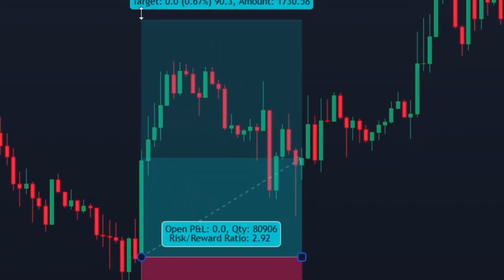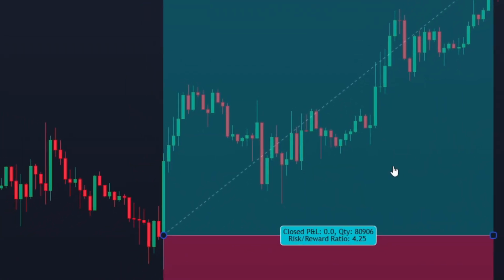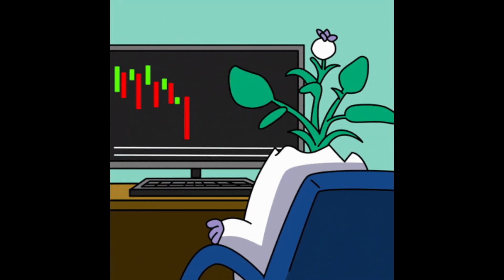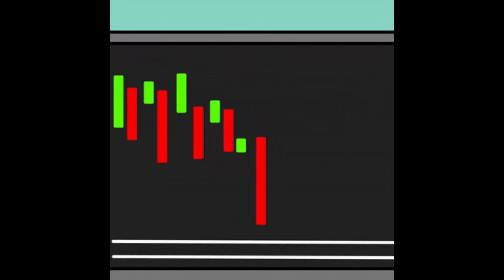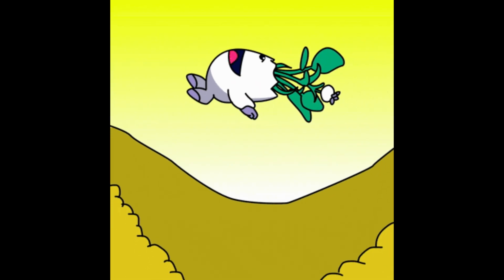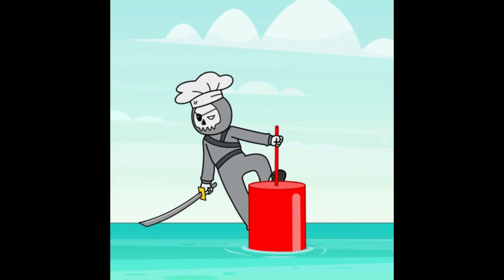Buying the dip and making big profits. It sounds easy when people say it, right? But in practice, it's not simple at all. Everyone says buy the dip, buy the pullback. But how do you know if the dip is really going to bounce, or if price will just keep falling?